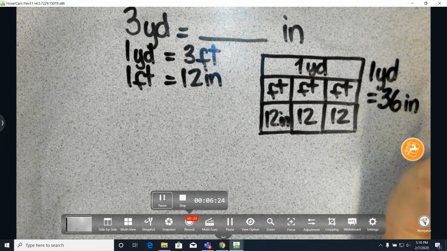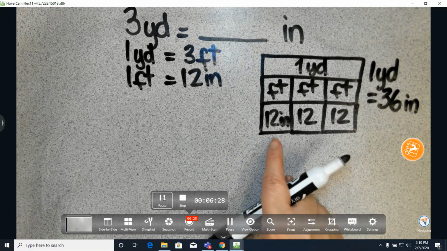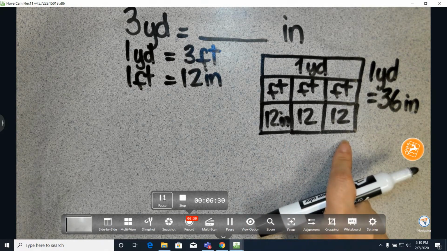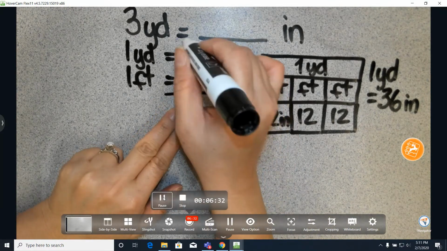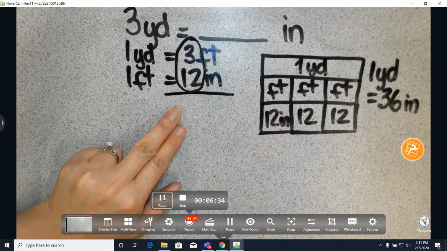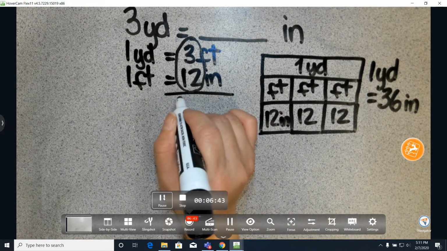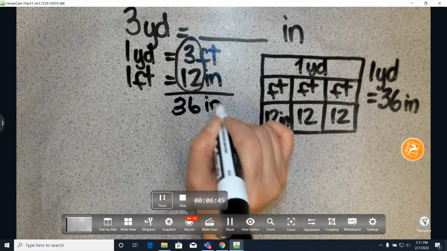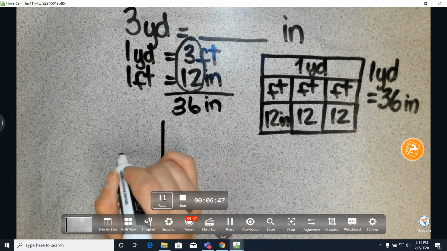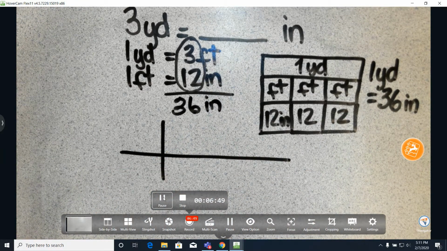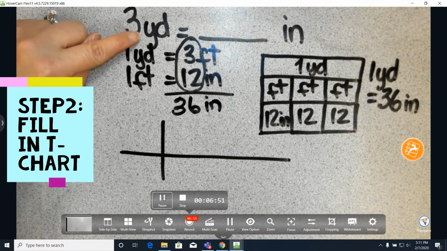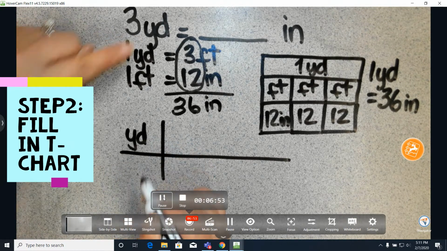Okay? And what's really neat is I'm showing you this diagram so that you can see how it works in here. But all you have to do is just multiply those two numbers together. 3 groups of 12. 12 times 3 gives you 36 inches. Okay? Now you can use that information and you can put it in the table. We're going from yard to inches.